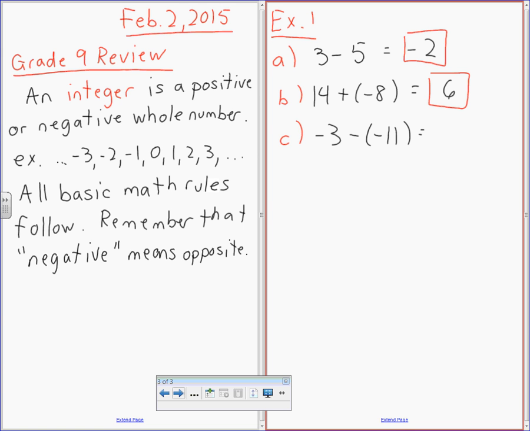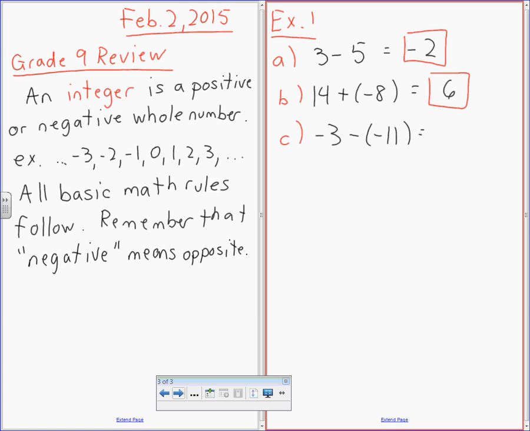Maya, -3 minus -11. This may be a two-stepper. Not quite -15. Careful here. Remember, negative says switch. How do you deal with a negative, -11? What does -11 change into? That's right. Emily, go ahead.